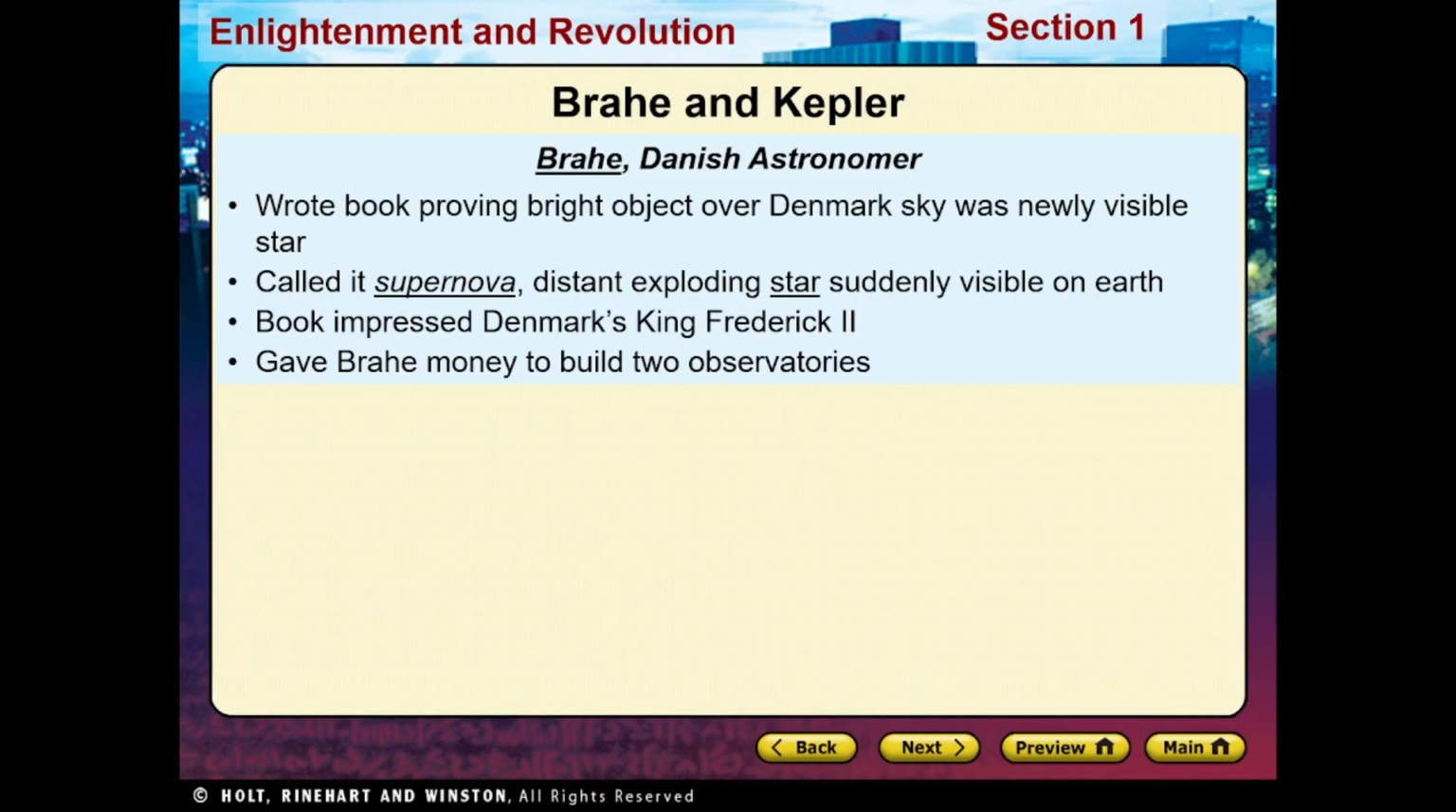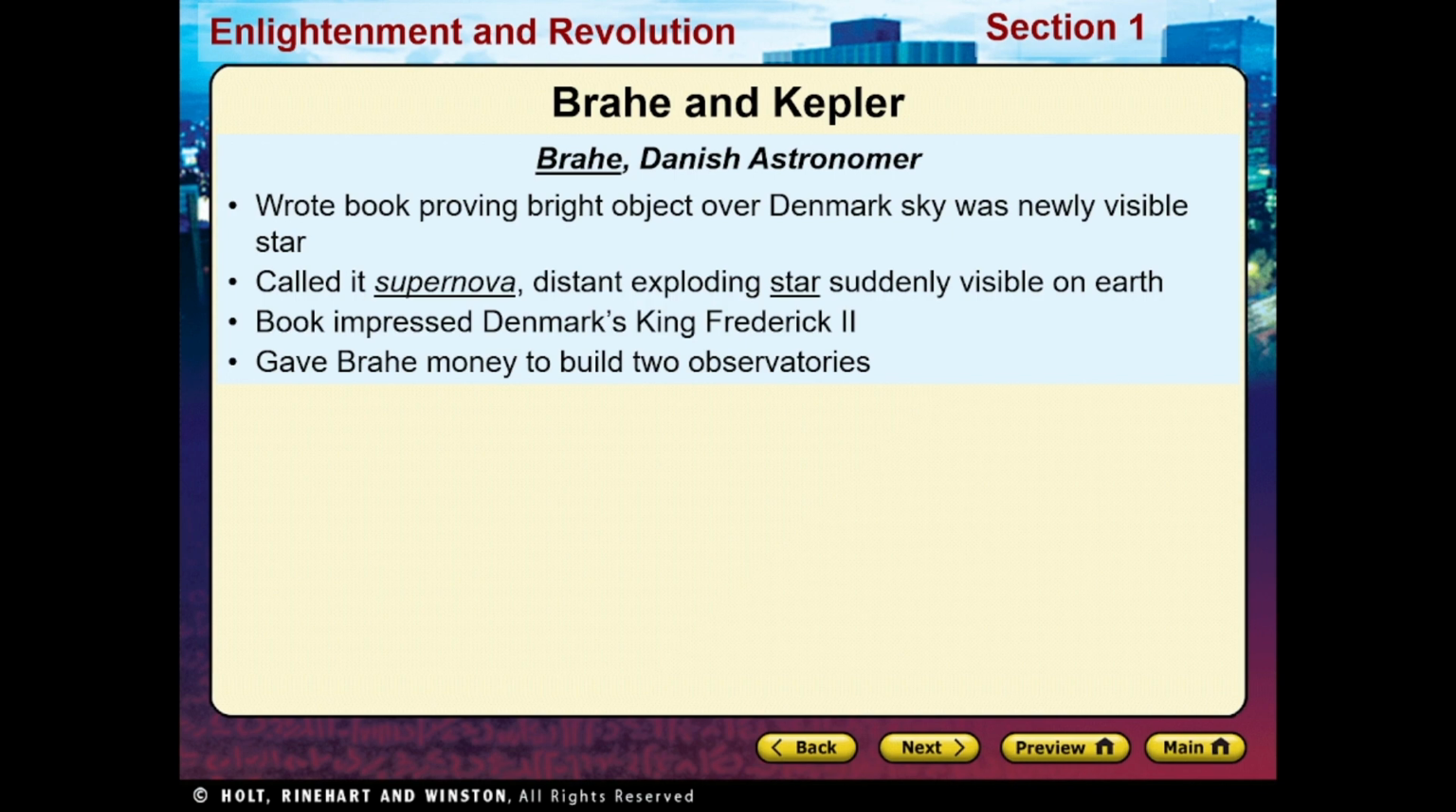Okay, so the next scientists, Brahe and Kepler. Brahe, a Danish astronomer, wrote a book proving that a bright object over the Denmark sky was a newly visible star. He called it a supernova, a distant exploding star suddenly visible on Earth. The book impressed Denmark's King Frederick II, who gave Brahe money to build two observatories.